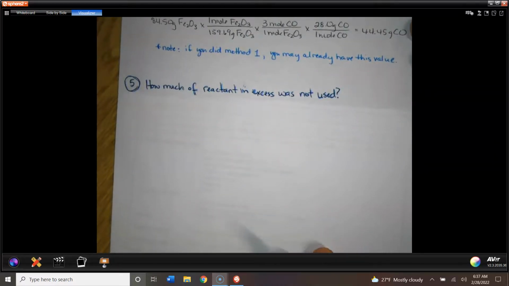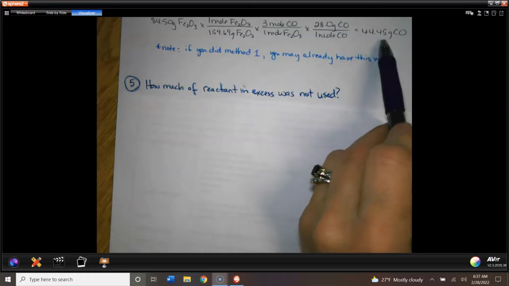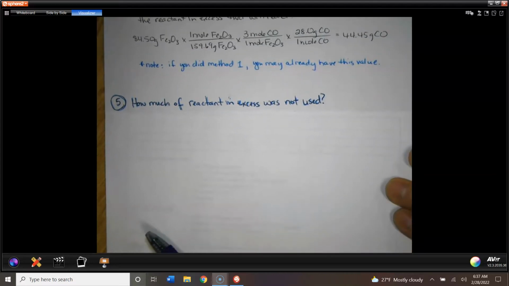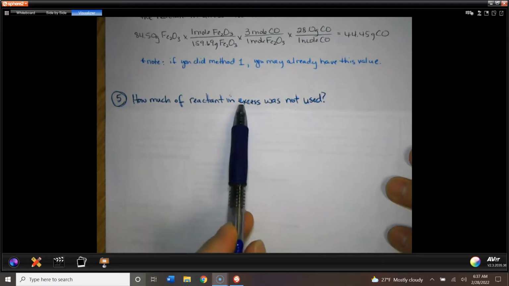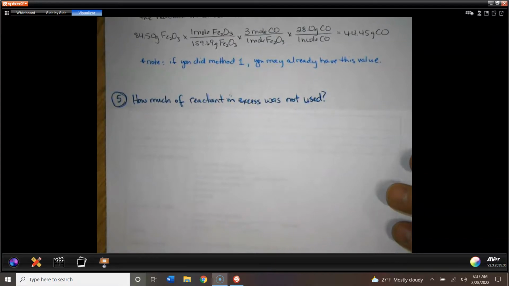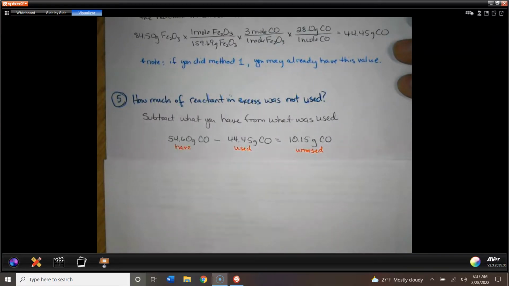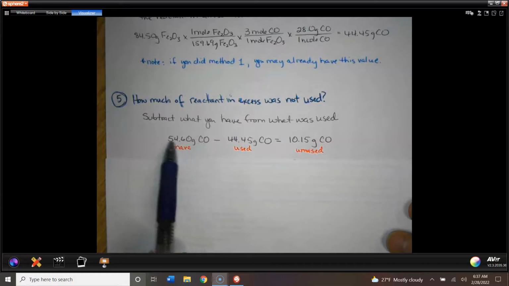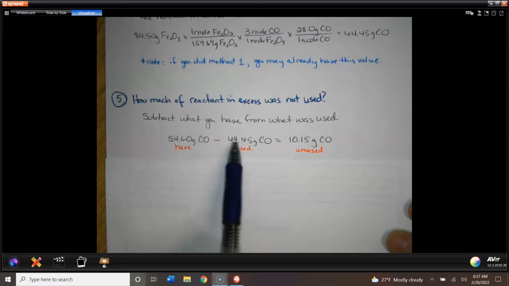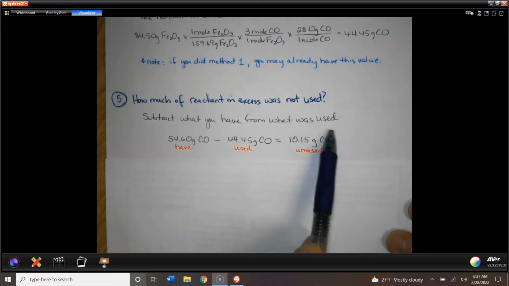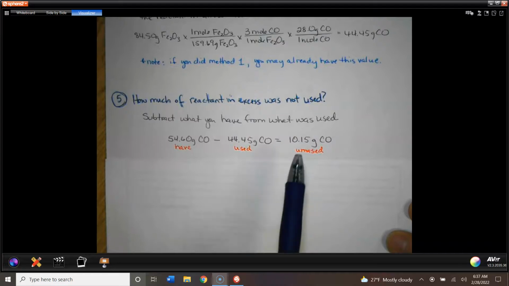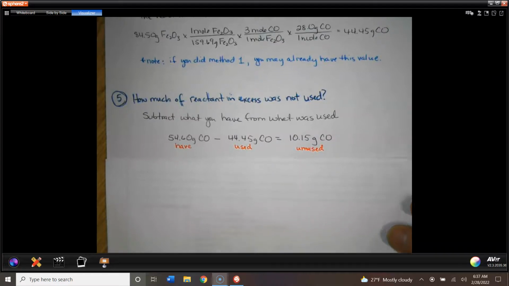Okay, so now that I know that I'm using 44.53 grams of carbon monoxide, how much didn't I use? Well, hopefully you can figure out that's a simple subtraction problem. I'm going to subtract what I used from what I was given, and so this is the quantity unused. All right, and that's all there is to it.